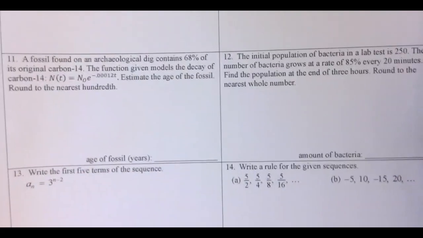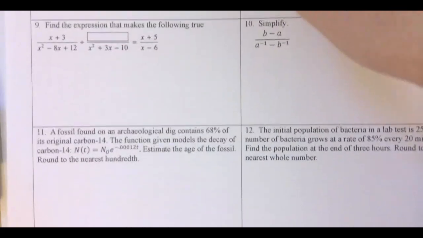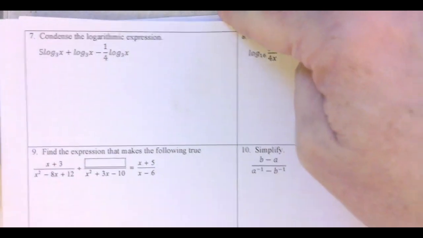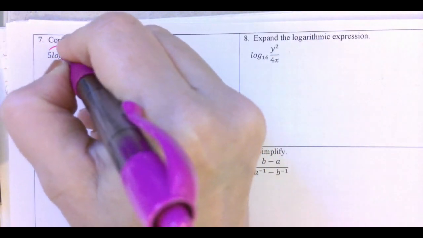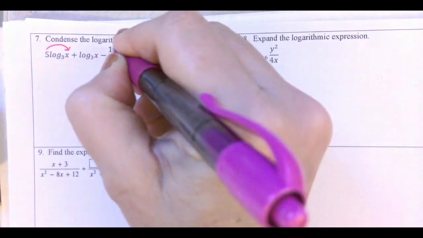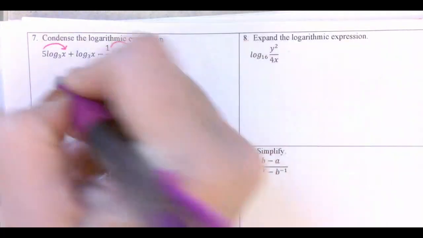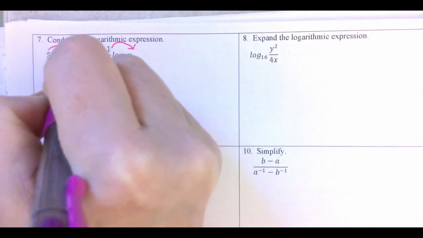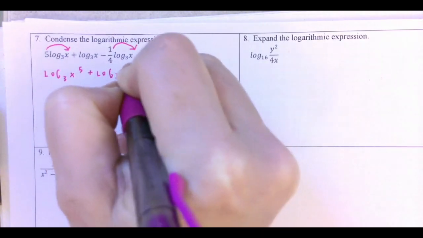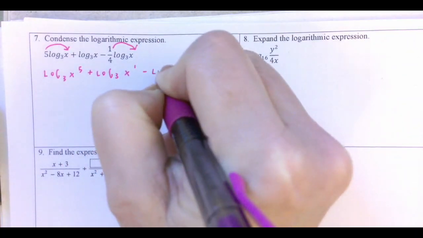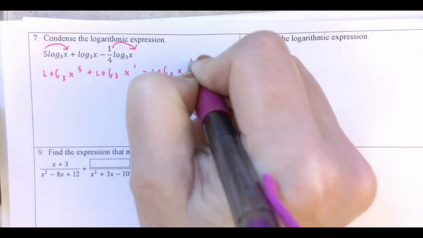Okay, I have a little practice with logs again. Don't want you to lose those skills. So let's start there. So here I want to condense first, and then we'll expand. So if I condense, I want to turn it into a single log. So that 5 will go back in the exponent position, and so will that 1/4. So right now I have log base 3 of x to the 5th plus log base 3 of x really to the 1st minus log base 3 of x to the 1/4.